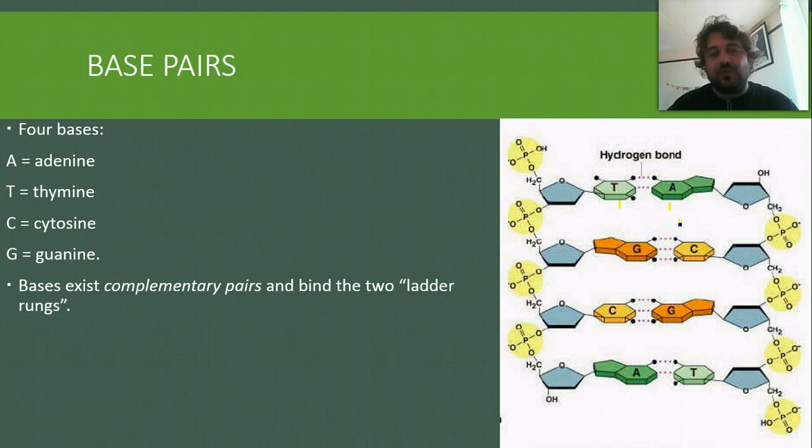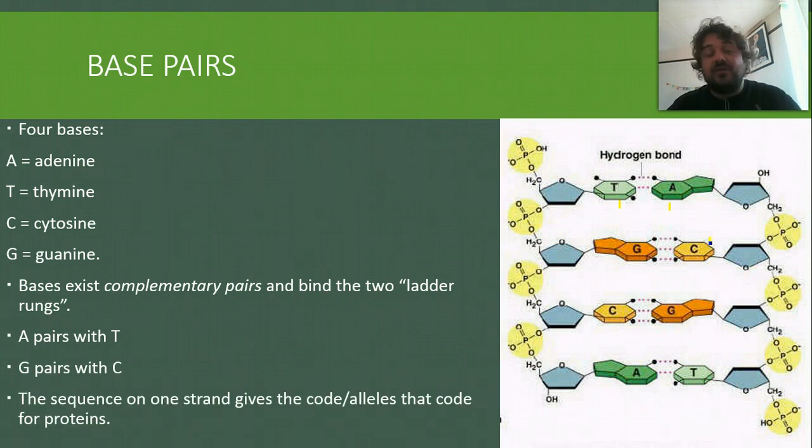Sort of, there's a slight rule change for the T and something else later on, but don't worry about that right now. Anyway, this can only bond with that, this can only bond with that, sweet as, so complementary, and that gives you the ladder. So A pairs with T, G pairs with C. Now the sequence of one strand gives us the code for the alleles, so the code of each allele of each gene, that codes for proteins.